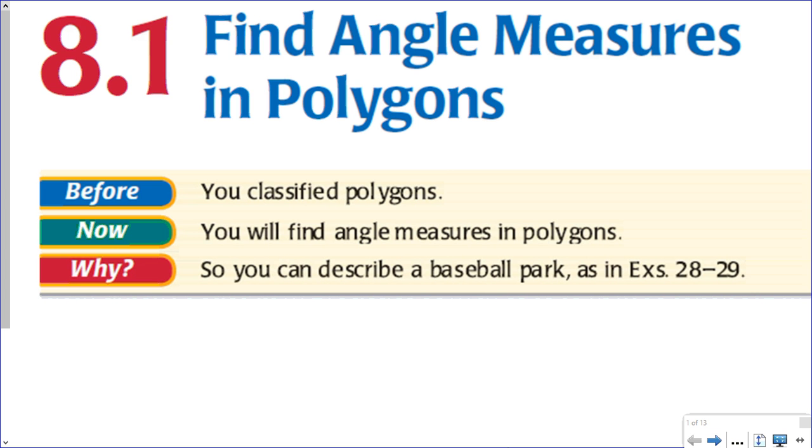Okay, good morning. We have 8.1, find angle measures in polygons, and the objective is you will find angle measures in polygons. So the title, if you're going to find angle measures in polygons, first you have to know what a polygon is. Poly meaning many, and gon meaning sides. So you're going to find the angle measures inside like a triangle or a pentagon, one of those objects.